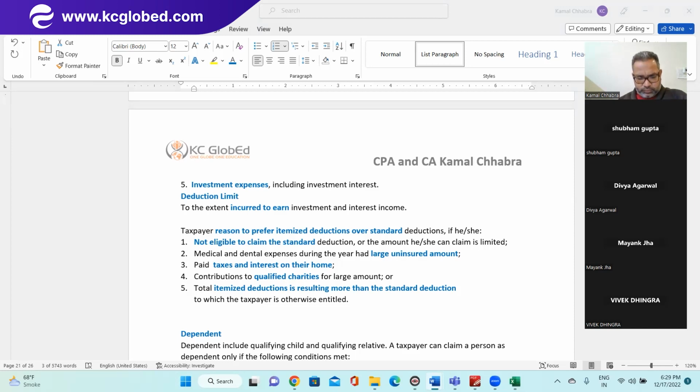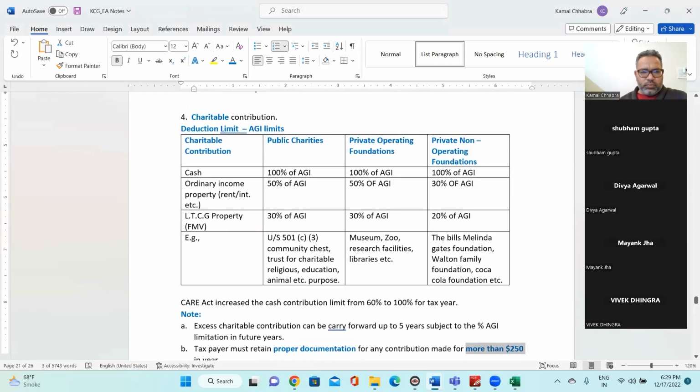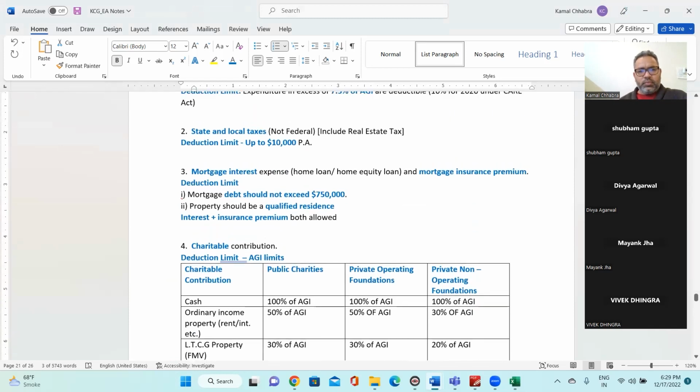Federal means the amount which we owe to the IRS. If the IRS sends us some notice, the amount we owe to the IRS, does that mean federal taxes? Sorry, Shubham, I didn't understand your question. In the bracket, it is written federal. Federal means the IRS taxes, yeah? Yes, yes.